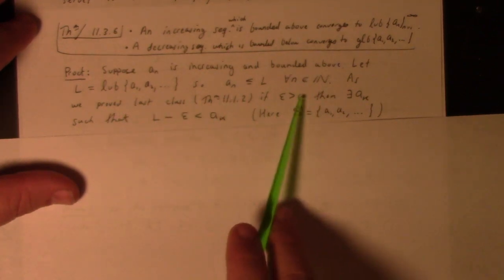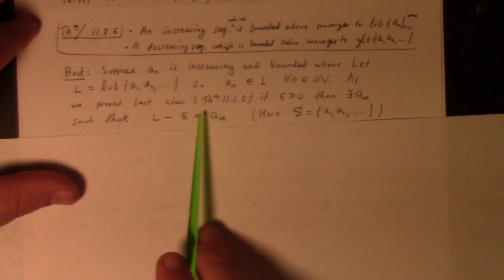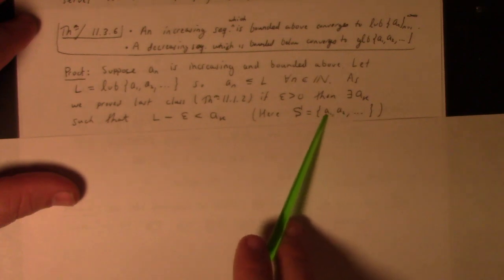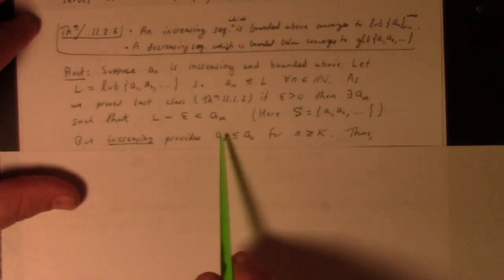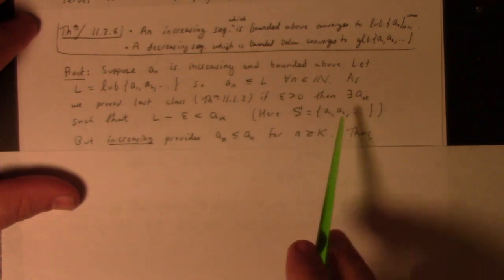As we proved last class, if epsilon is greater than 0, then there is some k such that a_k is larger than L - epsilon, right? And that means, of course, that it's in S. I mean, S here is just the range of the sequence, all right? But the sequence was increasing, right? So that means that a_k is less than or equal to a_n for all n greater than or equal to k.